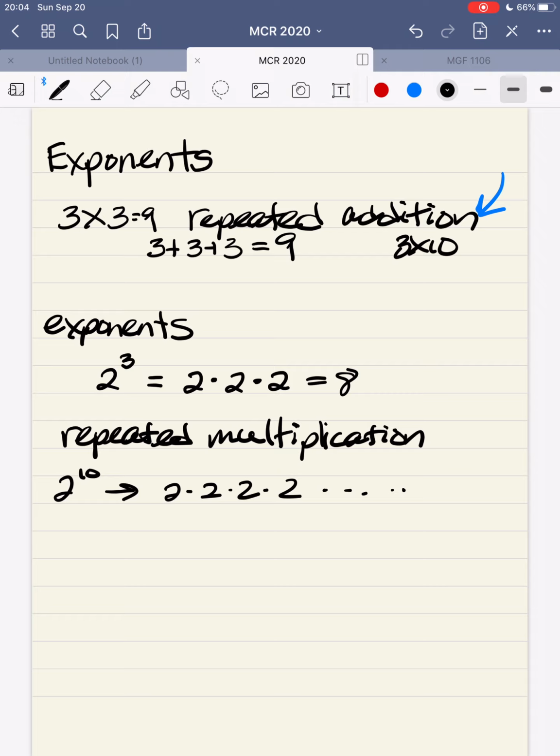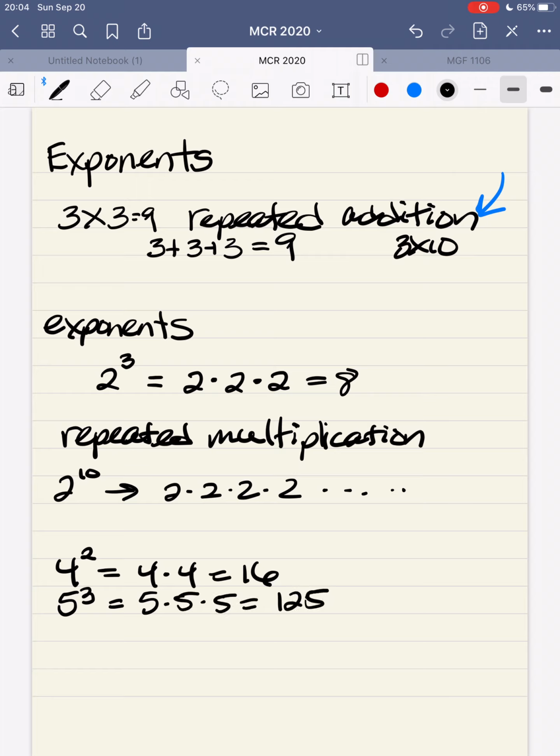If I have 4 squared, or 4 to the second power, this is nothing but 4 times 4, which is 16. Easy enough. If I have 5 to the third power, this is nothing but 5 times 5 times 5, which is 125. How do I know it's 125? Well, I know 5 times 5 is 25, and if I take that 25 and multiply it by 5, I get back to my 125. Still not too horrible.